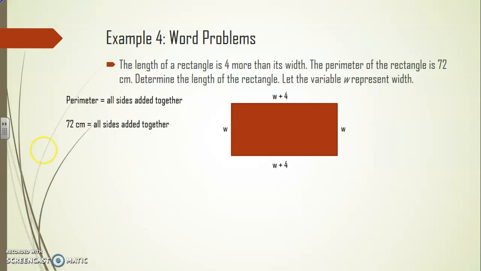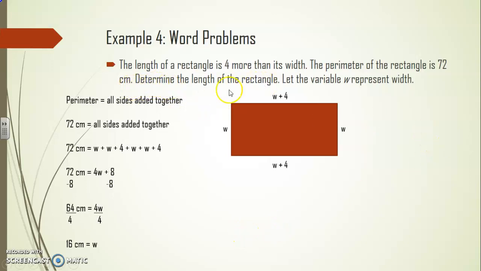I know that perimeter is equal to all sides added together. And in this problem, 72 is my perimeter. So 72 is equivalent to all 4 of these sides added together. I combine like terms and solve the equation just like you normally would, subtracting your constant and dividing by your coefficient. Be careful. Make sure you double check what you're looking for.